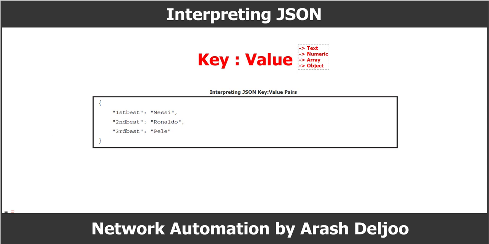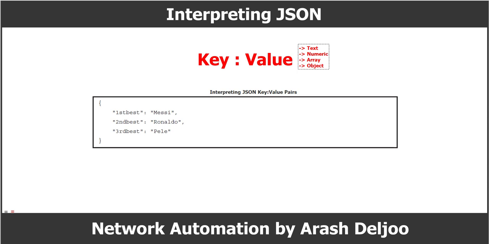When listing multiple key value pairs, separate the pairs with a comma at the end of each pair. As you can see here, we have a comma at the end of each pair, except the last pair. Look at here: key value, then comma, key value, then comma, and finally key and value.